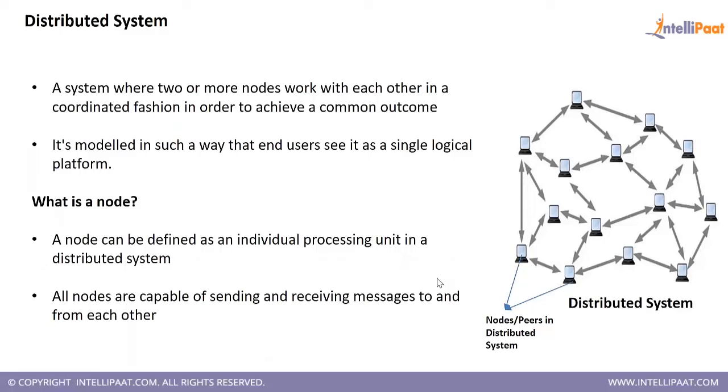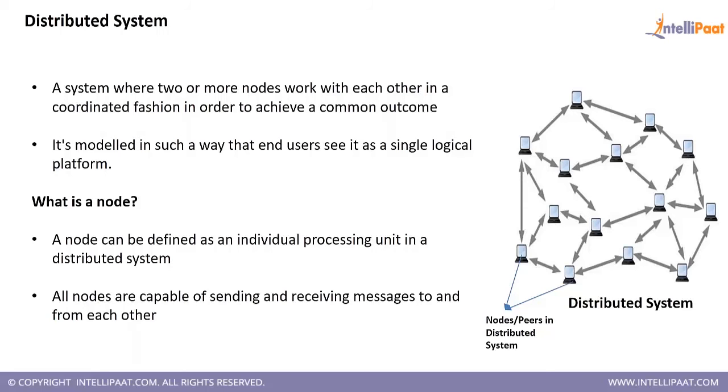A distributed system is a system where two or more nodes work with each other in a coordinated fashion in order to achieve a common outcome. It is modeled in such a way that end users see it as a single logical platform. So what is a node? A node can be defined as an individual processing unit in a distributed system. All nodes are capable of sending and receiving messages to and fro from each other.